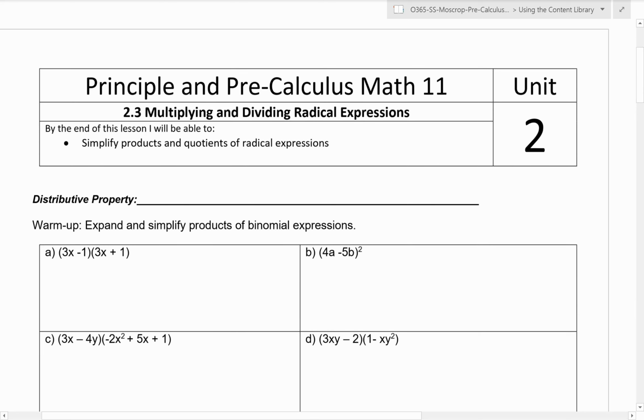All right, welcome back to the third lesson in Unit 2. Last time we looked at adding and subtracting radical expressions. We are going to be looking at multiplying and dividing radical expressions.